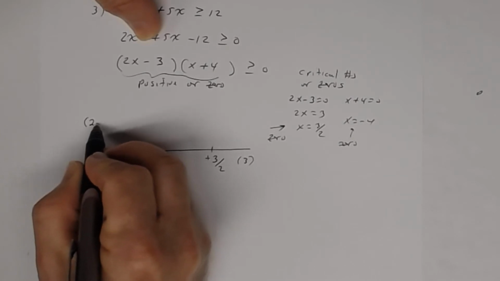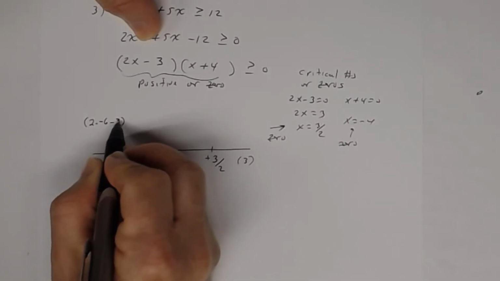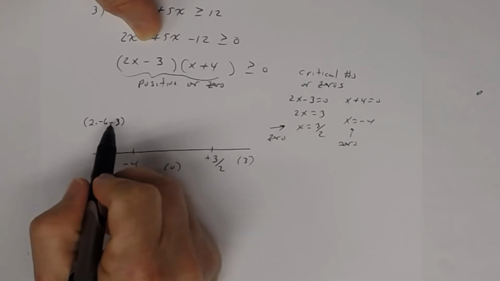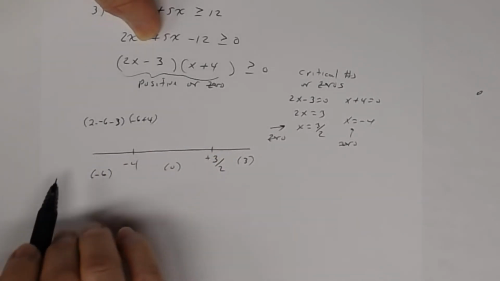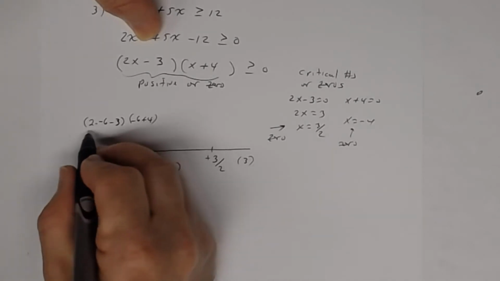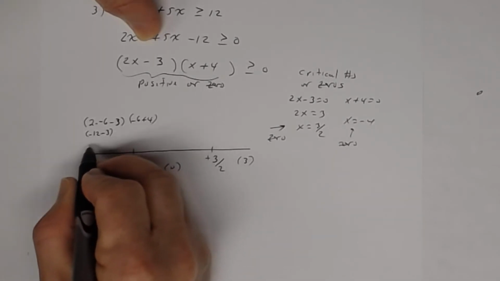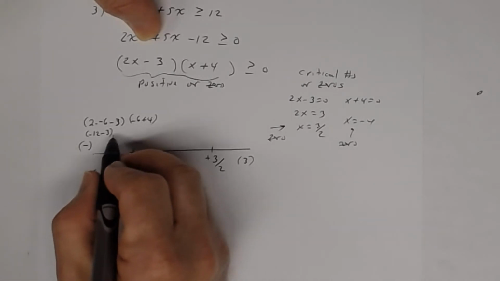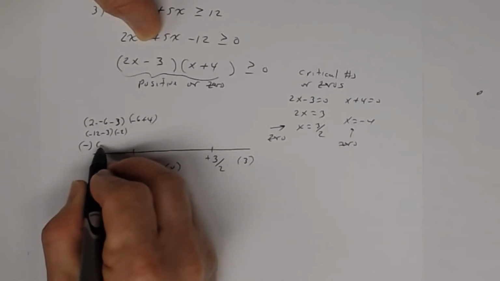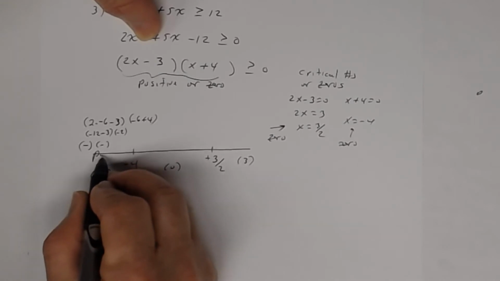All right, if x is -6, here's what we get. We get 2 times -6 minus 3, times -6 plus 4. That's going to be this one. Well, 2 times -6 is -12. A -12 and a -3 is -15. -6 plus 4 is -2. That's negative, correct? A negative times a negative is a positive.